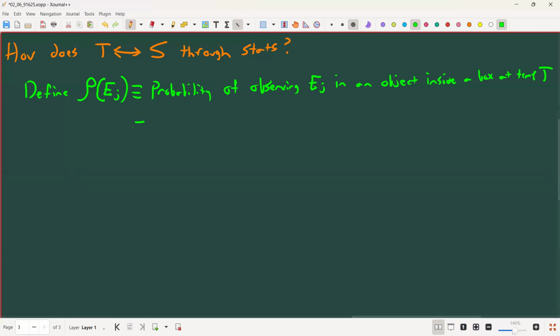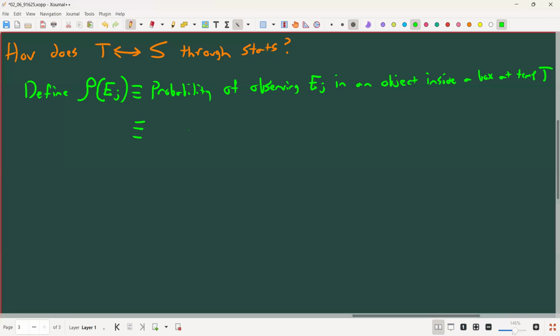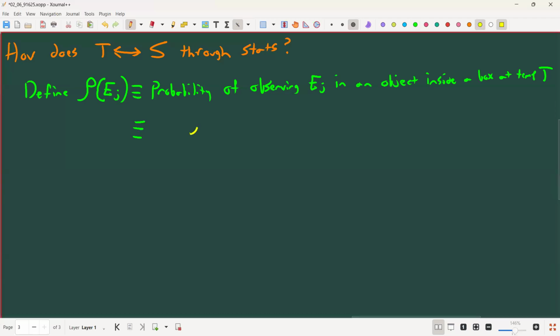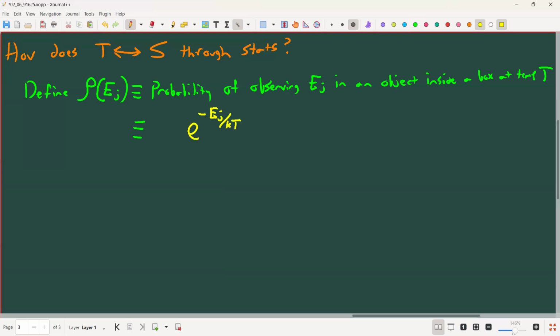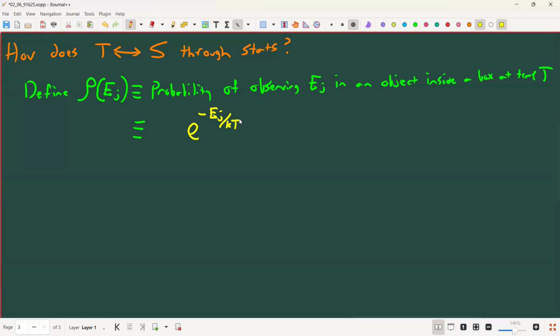And this probability, we know, has this additional factor of e to the minus E_J over kT. I've used k here as k sub B, Boltzmann's constant. I'm just going to write it as k. Anytime you see k times T, think Boltzmann's constant. I don't think there are any other k's multiplied by T's in this class that aren't Boltzmann's constant.